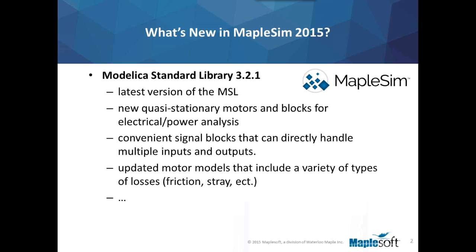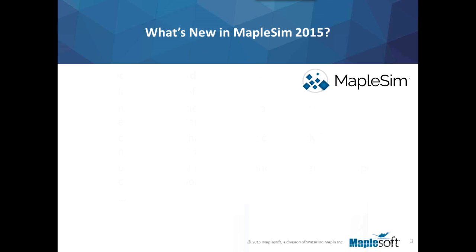We've also made some additions to this library where we've updated all of the signal blocks, so they now can act on vectors as well as simply scalars. Just makes things easier to use. So in summary, on the engine side, the big change in 2015 is that we're using the latest version of the MSL. There are new components, and the components have been improved because the library's been updated.